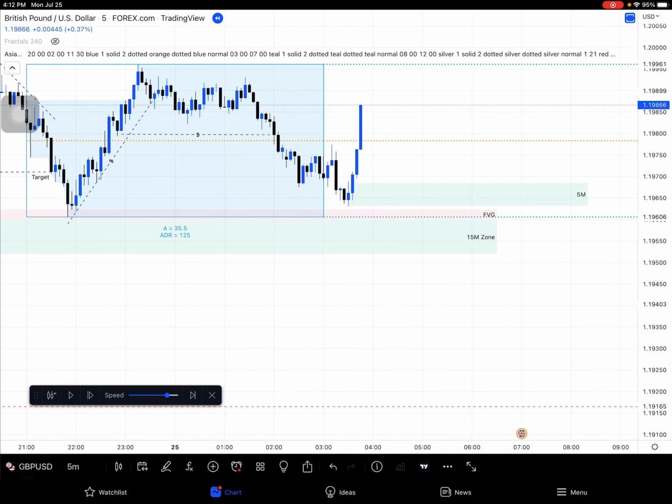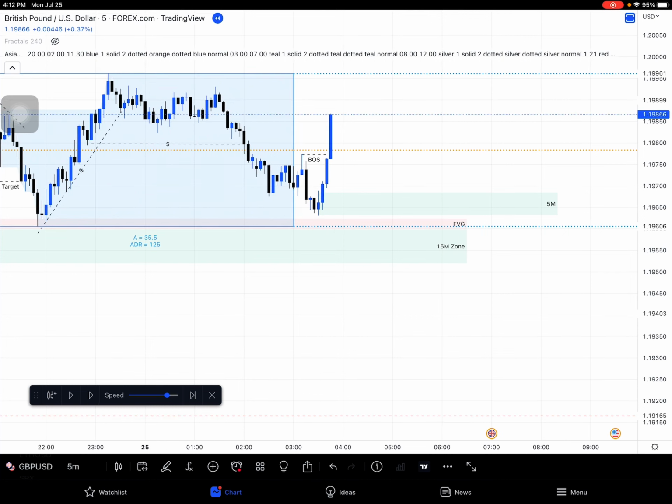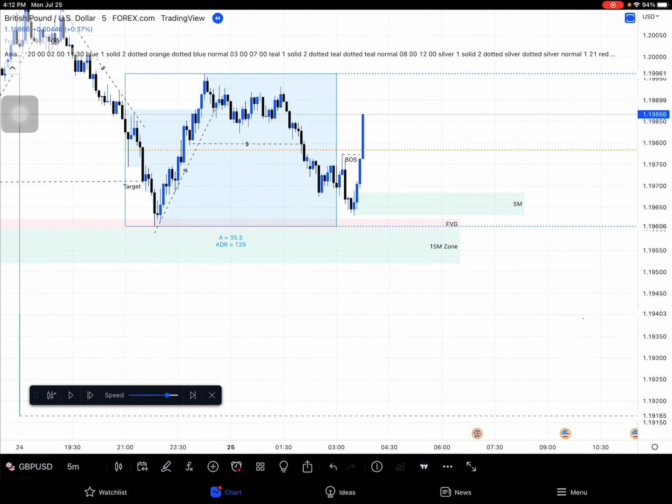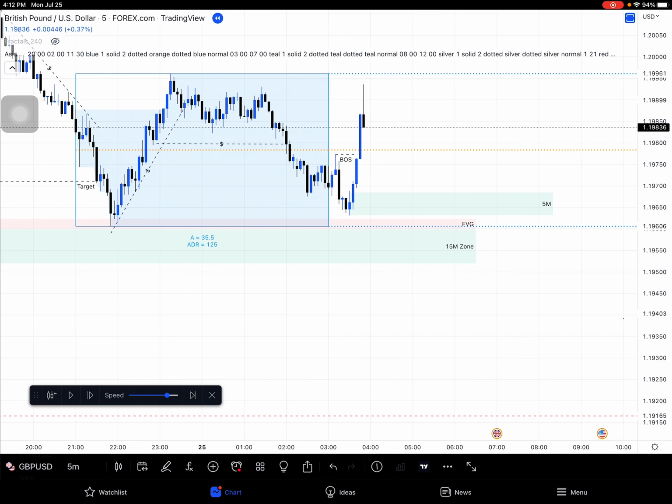That's all I want. Okay, so that's a 5 minute zone for me. Why? Because the same thing happened here. It's a breakout of structure in the 5 minute. So I'm just planning that the market will come till this point and then go up. Let me show you.